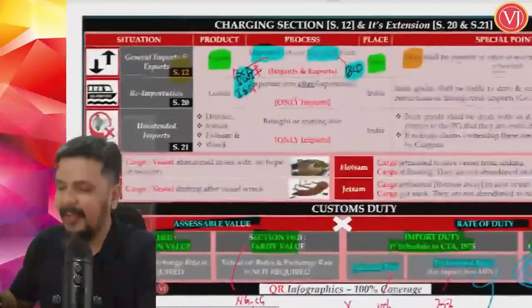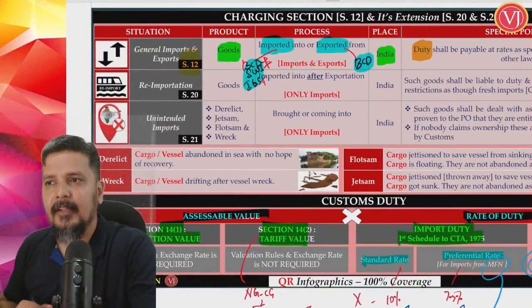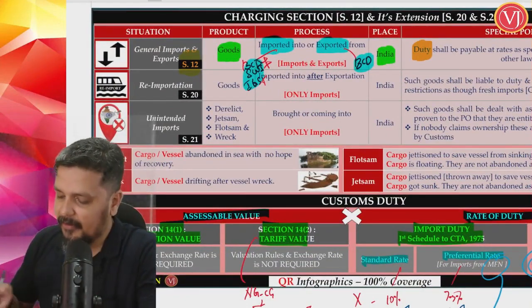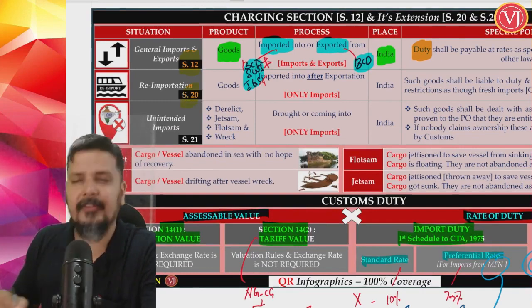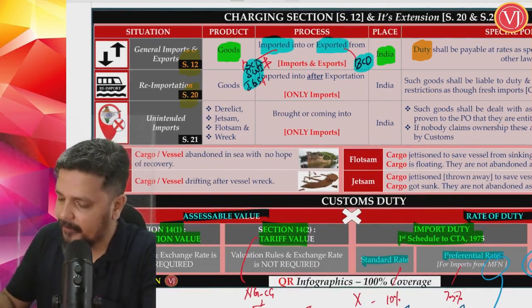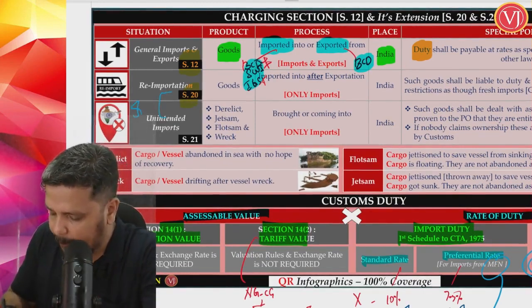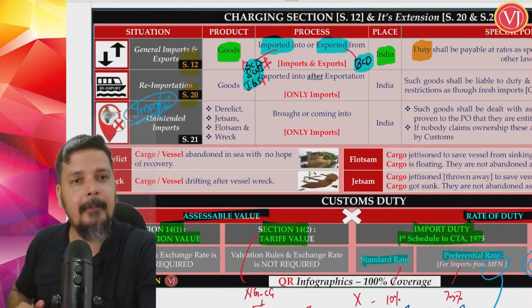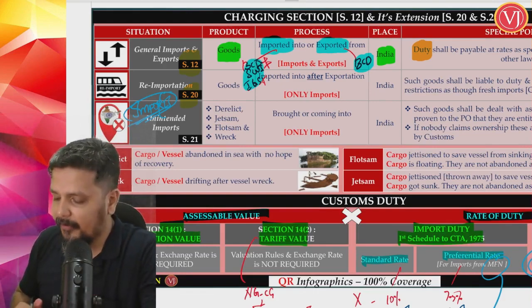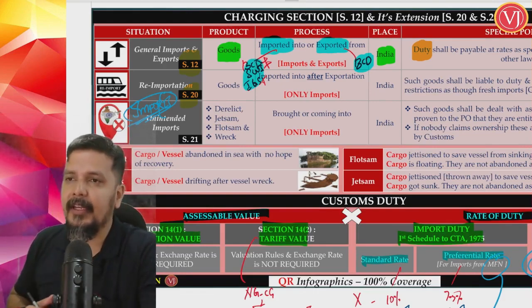So this is the main charging section that you have, section 12. Now, exceptions to the charging section. One exception talks about reimportation. Both the exceptions focus only on one thing, imports. The exception is focusing only on revenue, imports. Section 20 talks about reimportation.